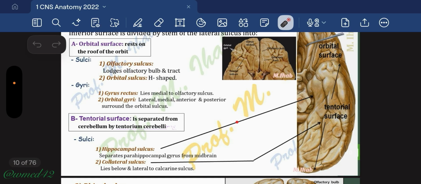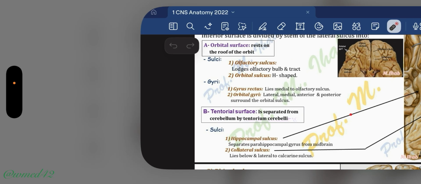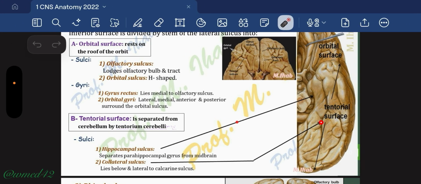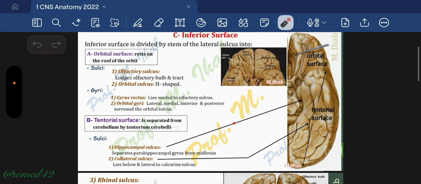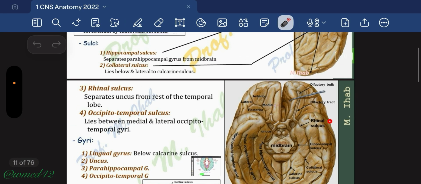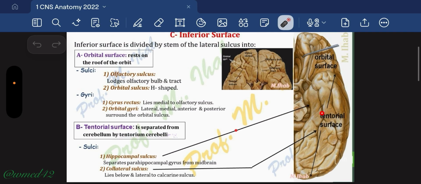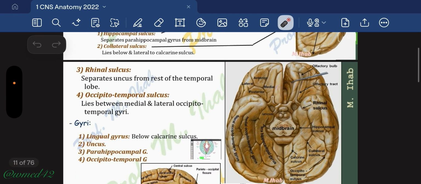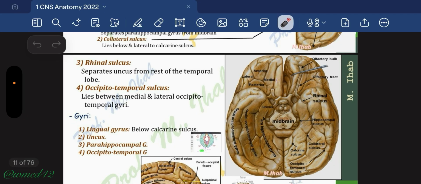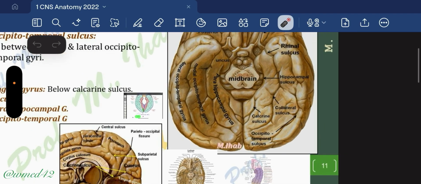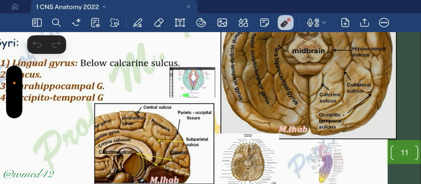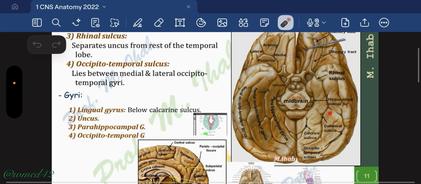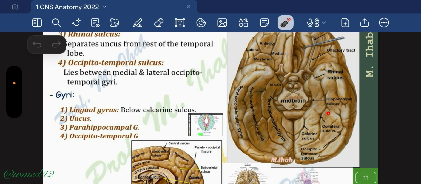The sulci in it are the hippocampal sulcus right here and collateral sulcus right here. This is the tentorial surface of the inferior surface of the brain. And rhinal sulcus separates the uncus from the rest of the temporal lobe. The occipitotemporal sulcus, which is right here, lies between the medial and lateral occipitotemporal gyrus.